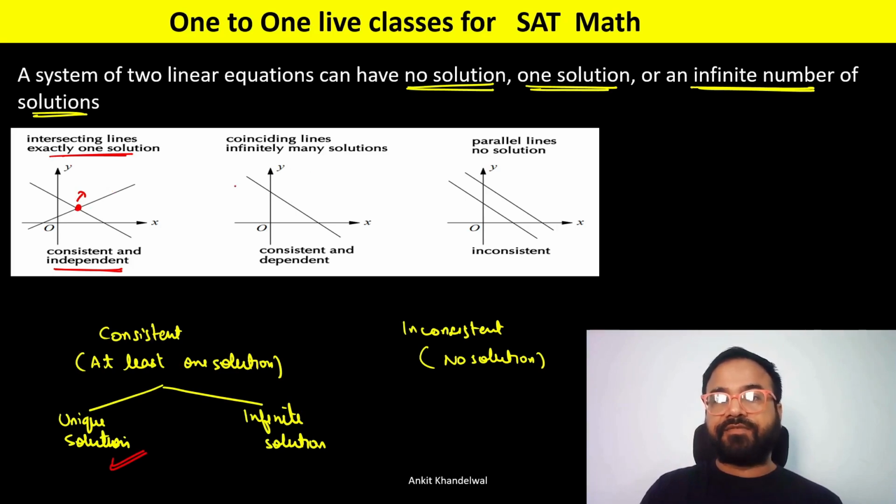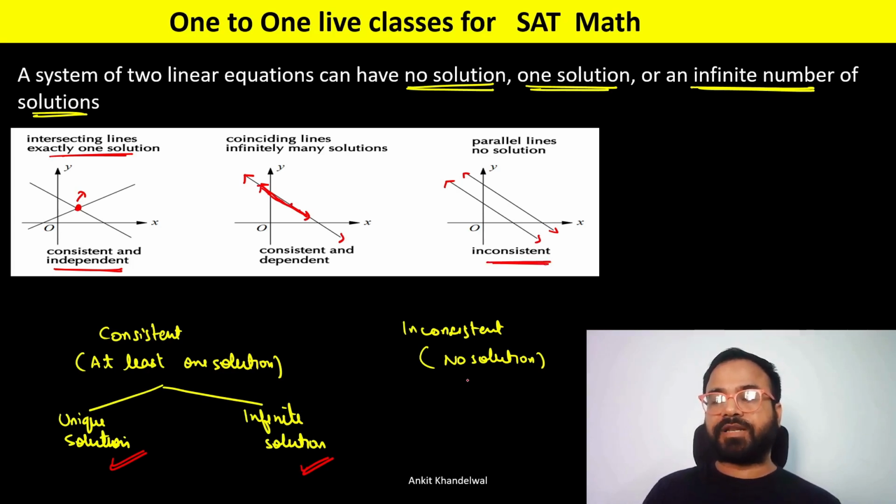Second, when we say infinite solution, these are the coinciding lines. Both the lines are overlapping each other, so there are infinite points which are common to both of them. That is why this is known as the infinite solution. But in the third one, no solution, you can see both the lines are parallel. They do not intersect each other. The slope will be the same, but their y-intercept is different. So this is called inconsistent and no solution.